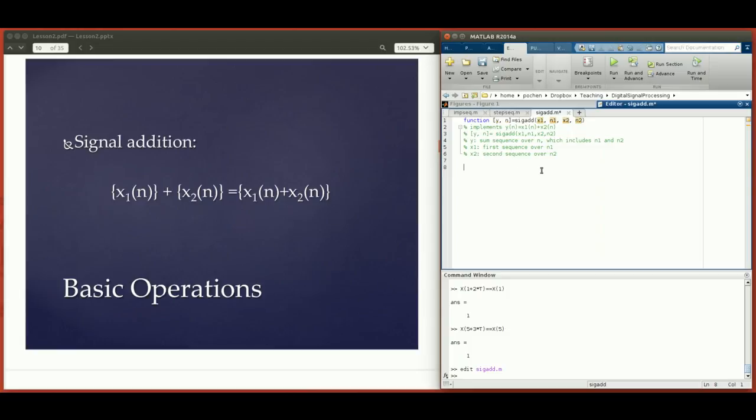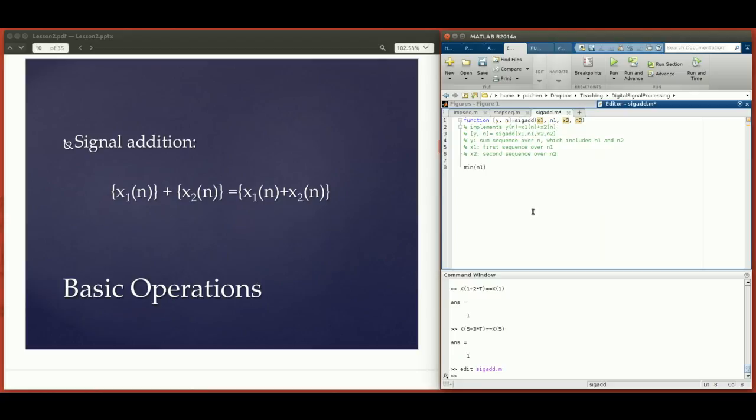Now let's try to write the body of the function. So how do I first construct a horizontal axis that contains both n1 and n2? It's not too difficult. First I want to take the minimum value of n1 and also n2 and use that minimum value as the starting point of n. So I'm going to take the minimum value of n1 first. That's the starting point of n1 basically.